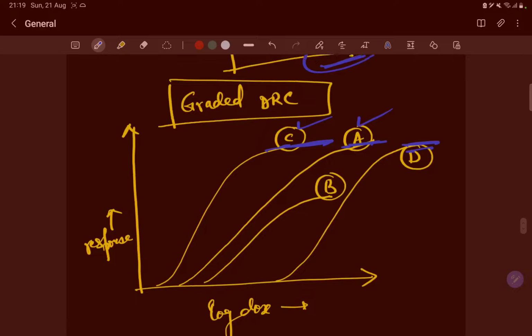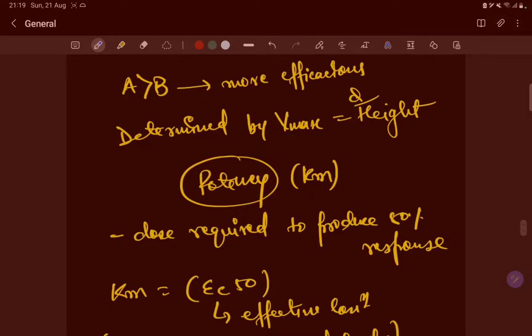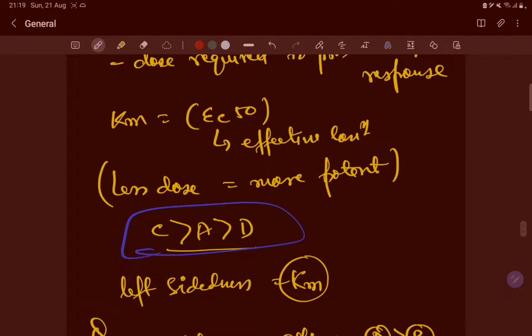But you have to understand that A is more efficacious than B, because B has a decrease in efficacy. And for potency, in this graph, suppose C is more potent than A, which is more potent than D. This is what they are saying, okay.